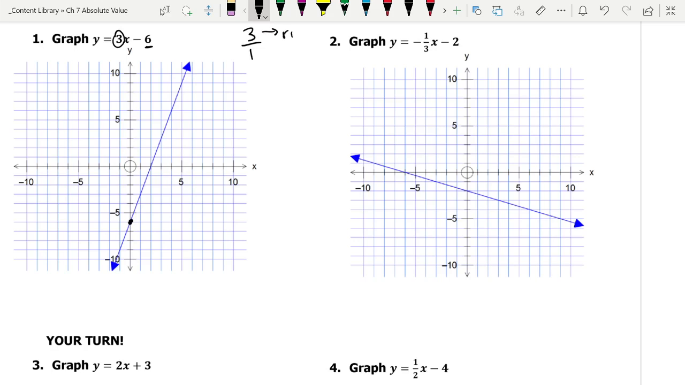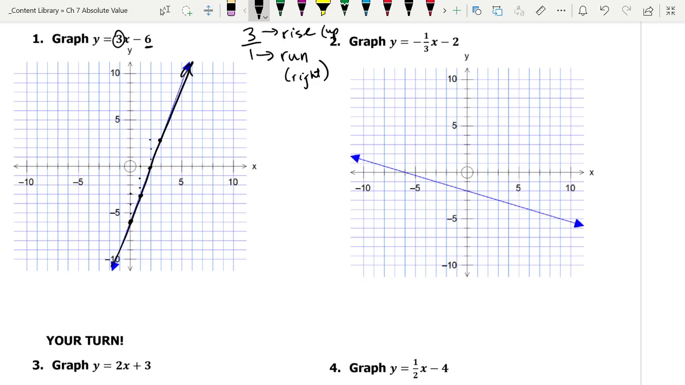3 is your rise, which means in this case, since it's positive, up. And 1 is your run, and the positive nature of the number 1 means that you run to the right. So from this dot that I just made at negative 6, I go up 3 and over 1, up 3 and over 1, up 3 and over 1, and then I connect the dots, and there's my line.